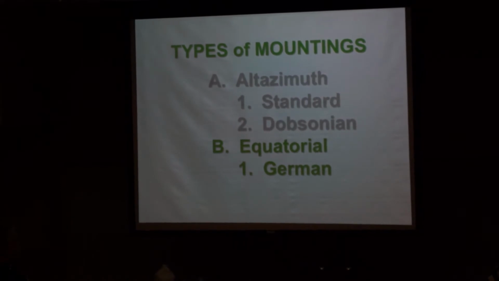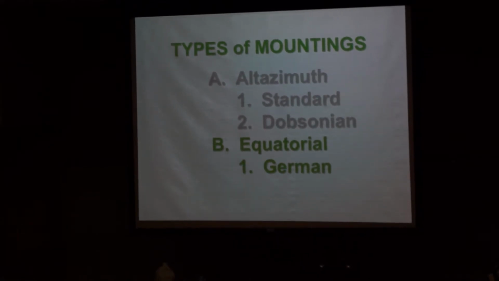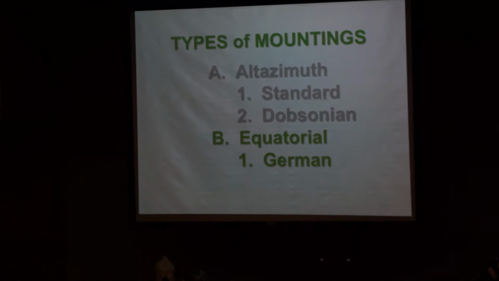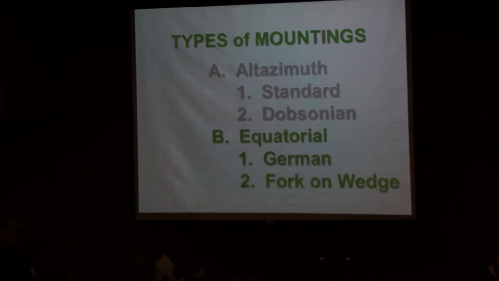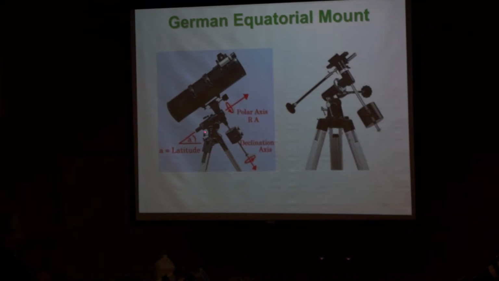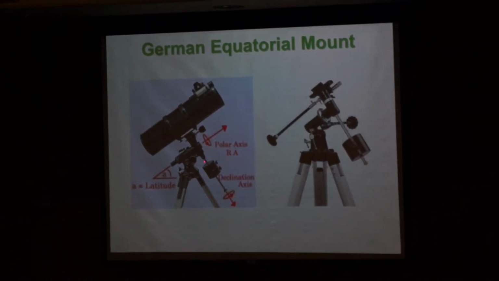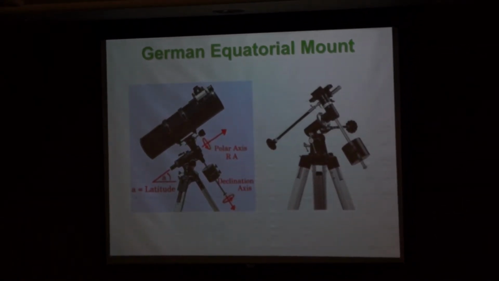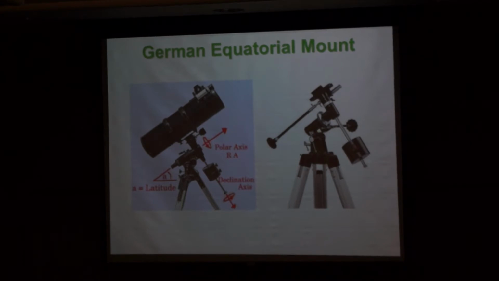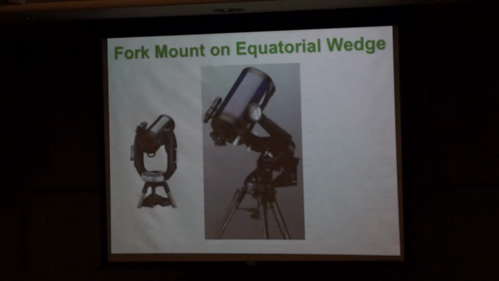There are 2 types, generally, of equatorial mountings. The German equatorial and the fork on the wedge. The German equatorial is like this one and this one. Here's the polar axis that you aim at the North Star and the sky rotates around, and the declination axis, which lets you move north and south and select different objects. Here's a slightly different design over here, but you can see the polar axis, the declination axis. Some of you have them like that.